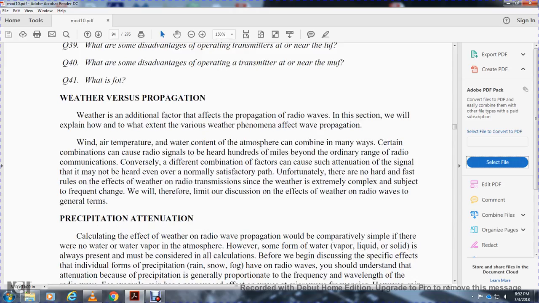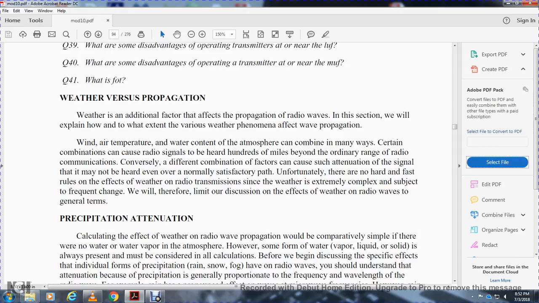All right, weather versus propagation. Weather is an additional factor affecting the propagation of radio waves. Here we should explain to what extent various weather phenomena affect propagation. Wind, air temperature, and water content in the atmosphere can combine in many ways, and some combinations can cause a radio signal to be heard hundreds of miles beyond the ordinary range of radio communication. Conversely, different combinations of these factors can attenuate a signal so that it may not be heard even over a normally satisfactory path.